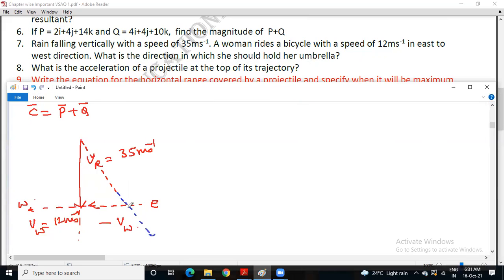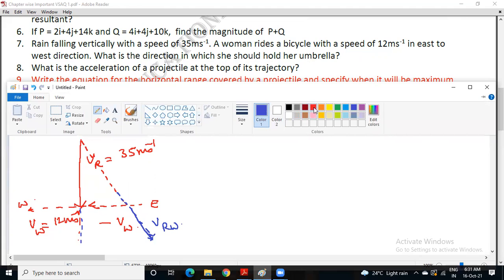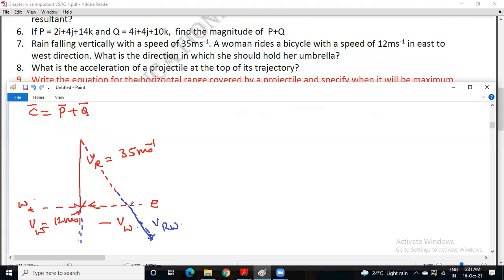So therefore, this will be the, we are women, let us say. So this is the direction you will get here, because VW will be extended downwards, then resultant. But in which direction she has to hold her umbrella means, in the opposite direction to the VRW. So first, this is the angle, let us say. So tan theta is equal to, what is tan theta? VW by VR, because opposite by adjacent. Adjacent is VR, opposite is VW. So what is the value of VW? It is 12, and VR is going to be 35.